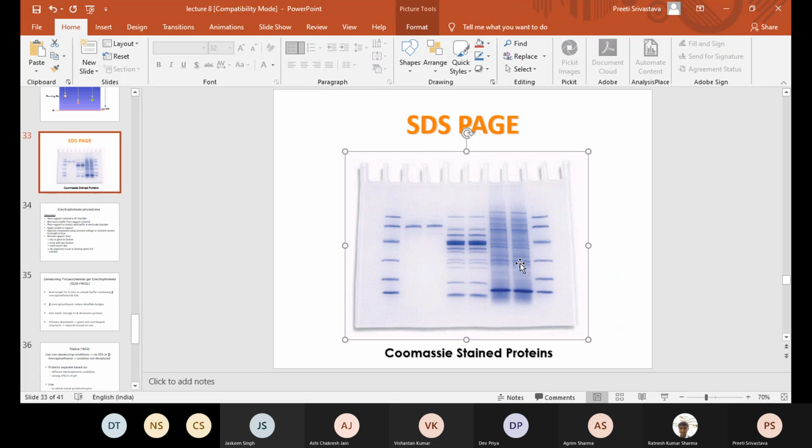The bands are not resolved at all and they vary in intensity. Some proteins are highly abundant, some are low in abundance, and some are almost negligible in abundance, but they are there. They are just not detectable by Coomassie, so they will become visible by silver stain or any other sensitive stain.